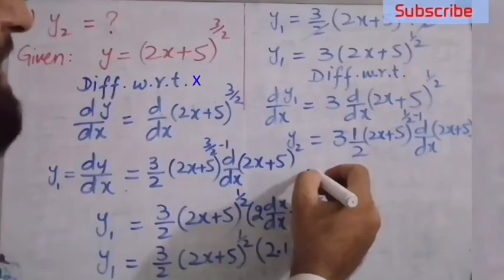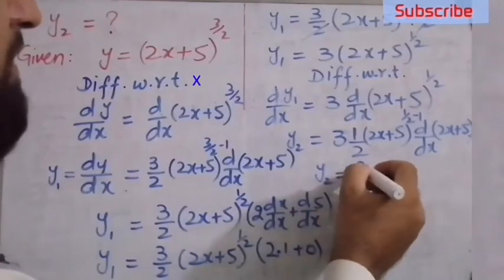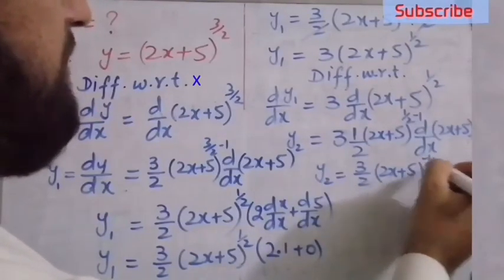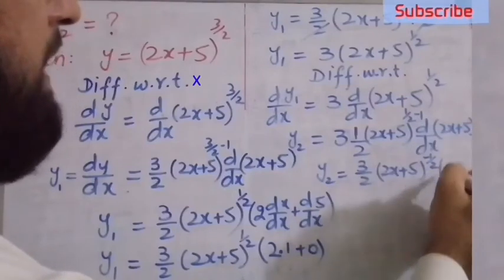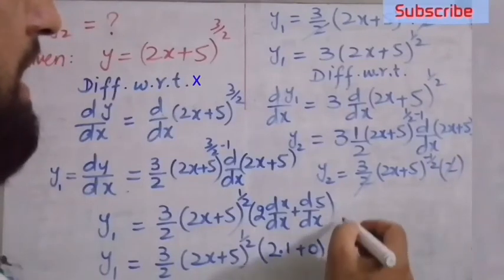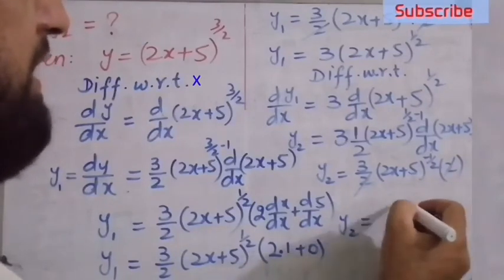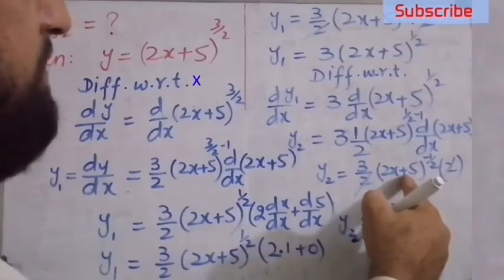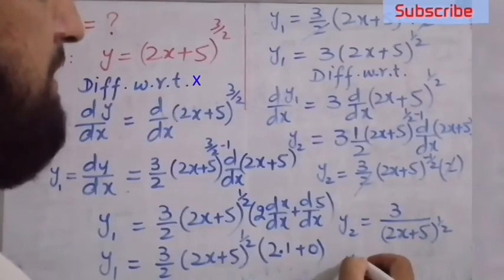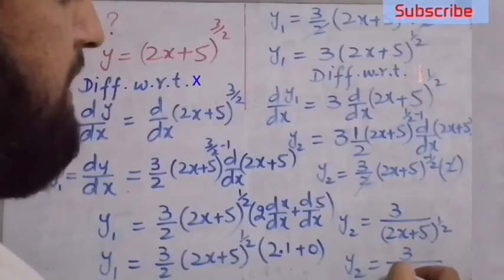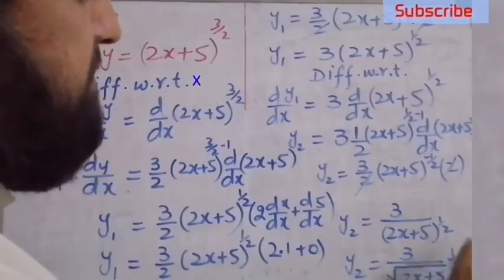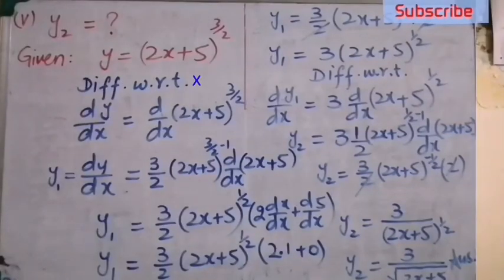After that, students, we can see that y2 is equal to 3 by 2, (2x plus 5) power, it becomes minus 1 by 2. And the derivative of 2x is 2, the derivative of 5 is 0. So this 2 will again be cancelled by this. And y2 in its almost final shape is this: 3 divided by, this will appear in the denominator with positive power 1 by 2, and then it can be written in the form of a root: 3 by square root of (2x plus 5). This is the answer. It is the second order derivative of y with respect to x.